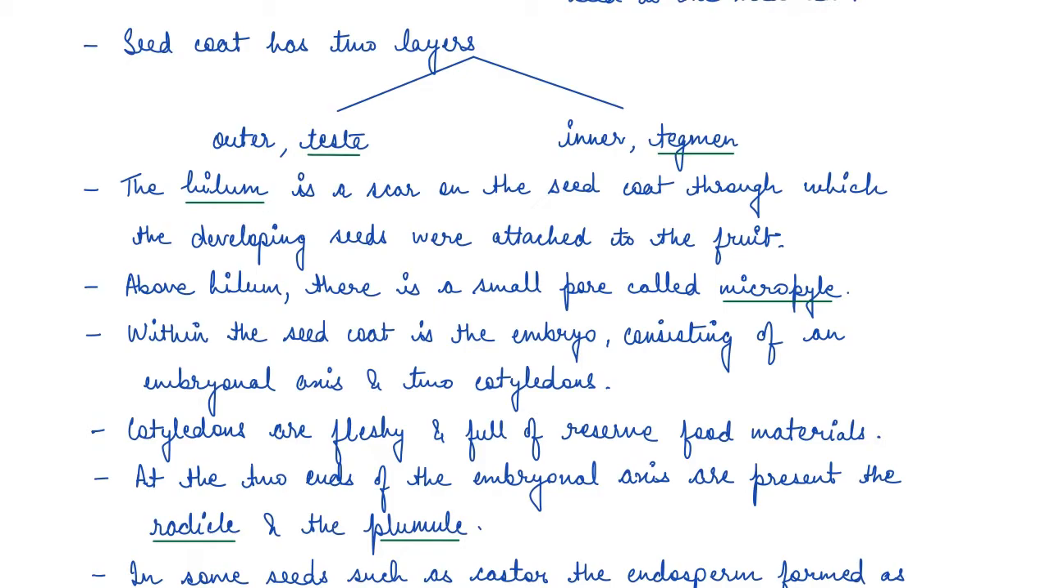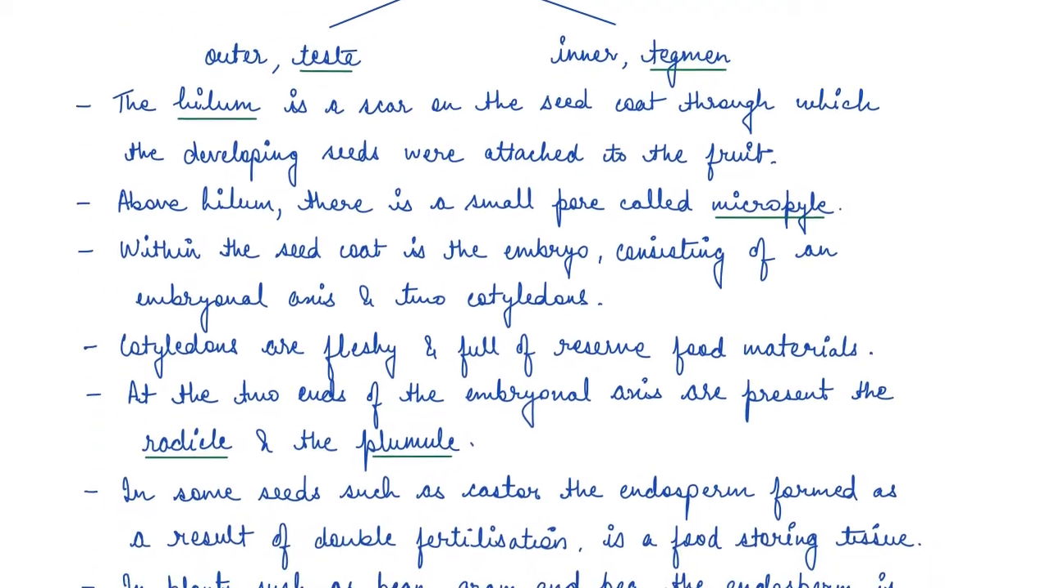In some cases, the embryo, when it is developing, completely consumes the endosperm. In some cases, it does not completely consume the endosperm and uses it during germination. So these are the cases wherein we have endosperm while the seed is germinating, and it acts as a food storing tissue, right? So basically, at the two ends of the embryonal axis, we have radicle and plumule.